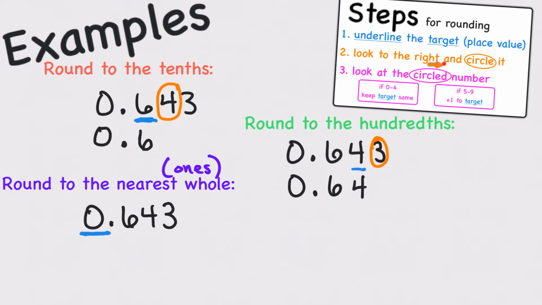Step 2, I'm going to look to the right and circle it. So I'm here, I'm going to look to the right and circle it. So I'm circling the 6. Step 3 says look at the circled number. So we're looking at the circled number. If it's between 0 and 4, well, 6 is not between 0 and 4. If it's between 5 and 9, and it is, so if it's between 5 and 9, we're going to add 1 to the target. So because this is between 5 and 9, I'm going to add 1 to the target.